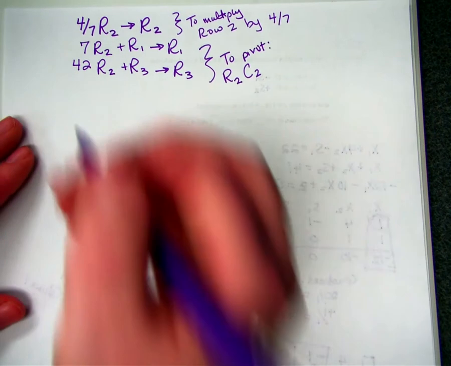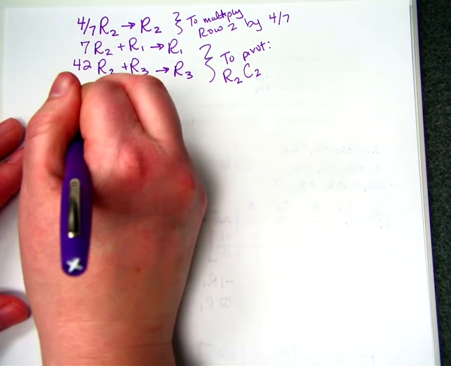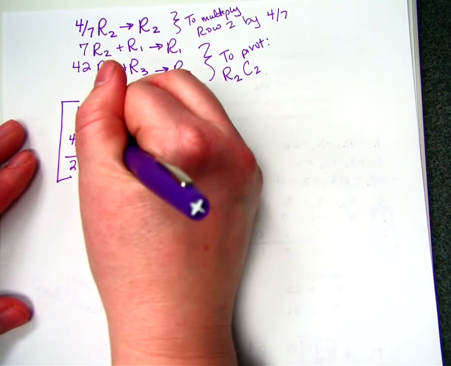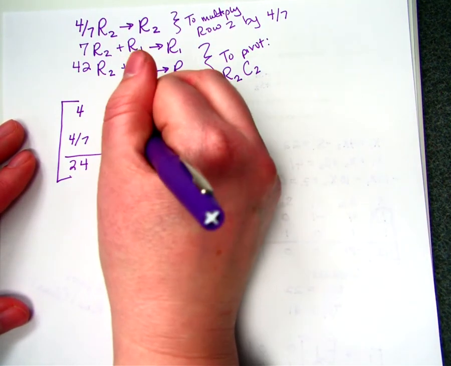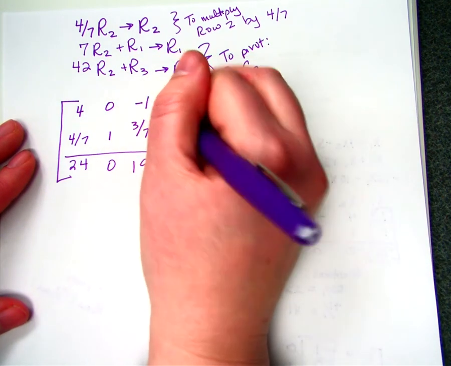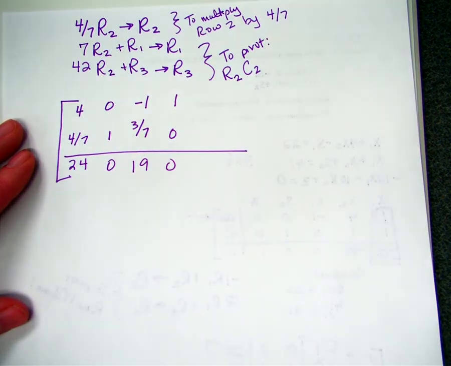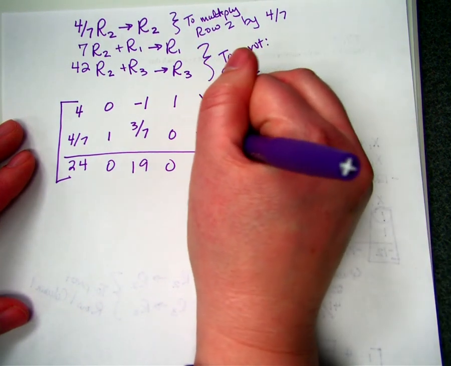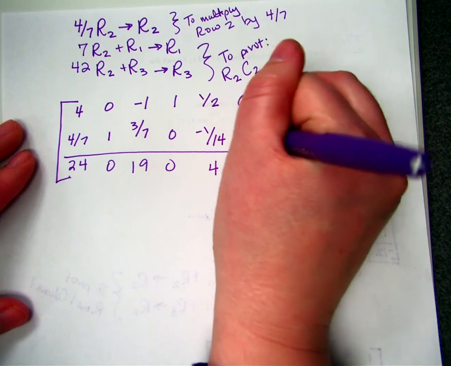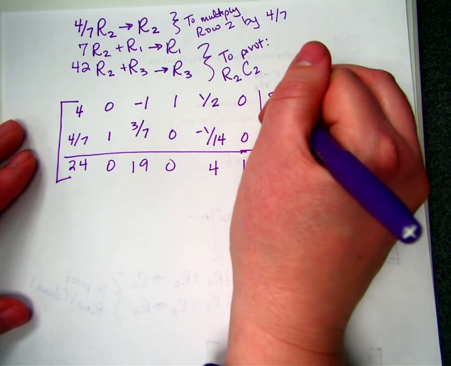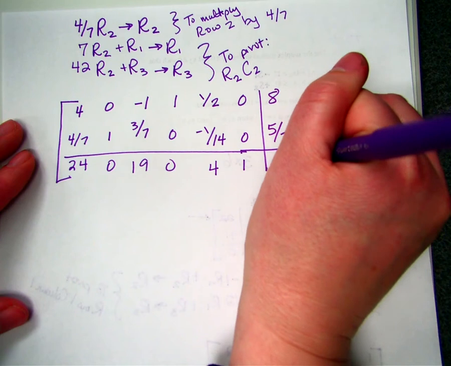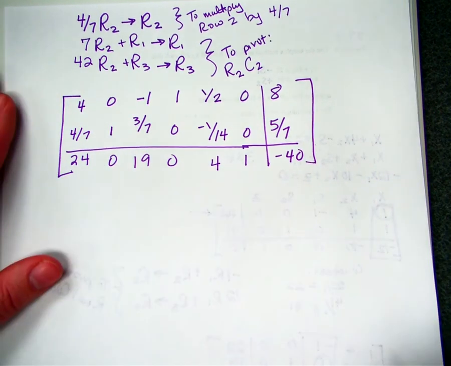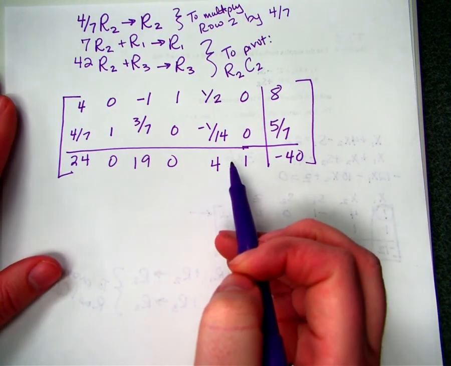So now our matrix looks like this. Okay. So we no longer have any more negative indicators. That means we have reached the optimal solution.